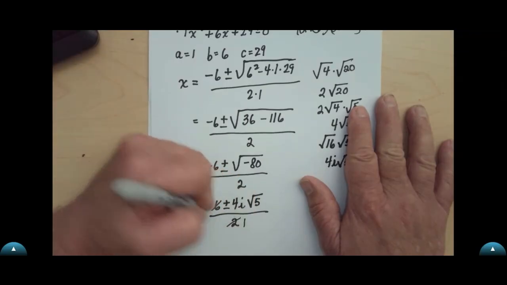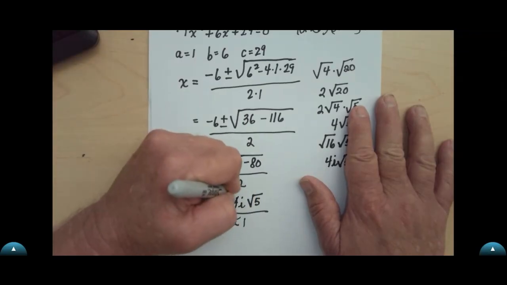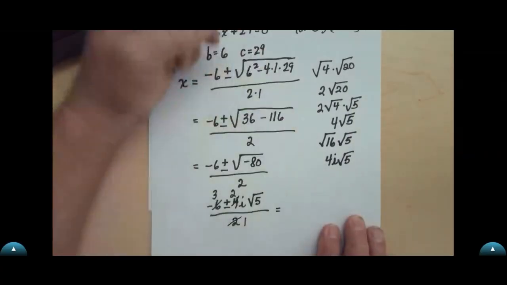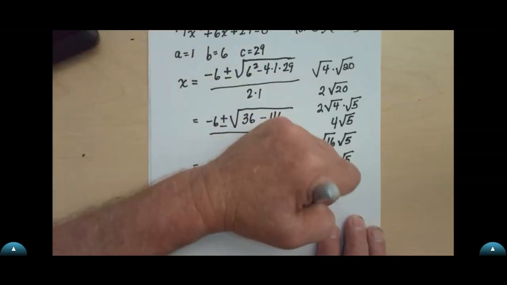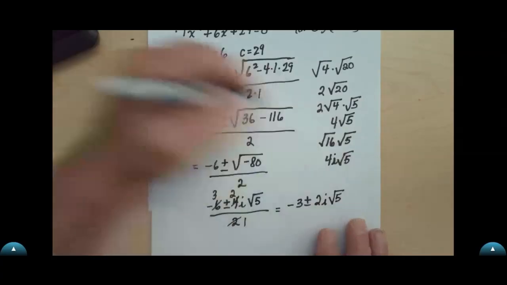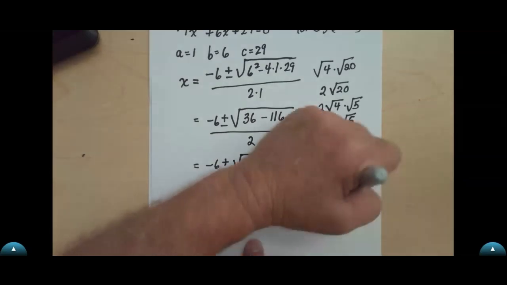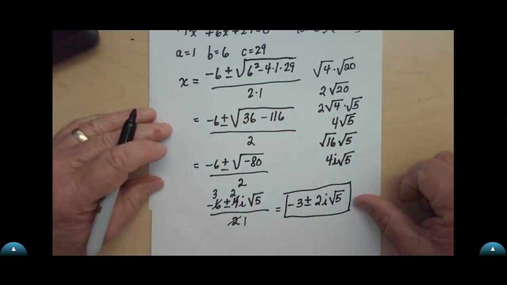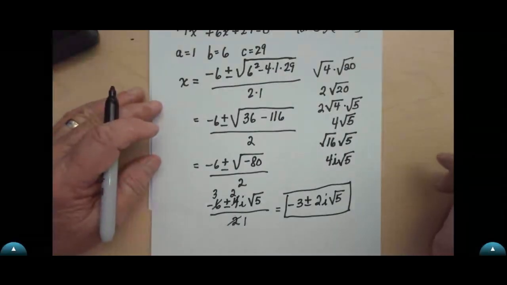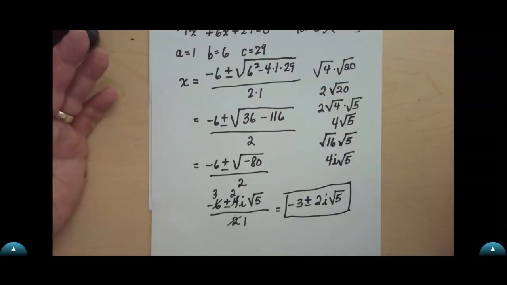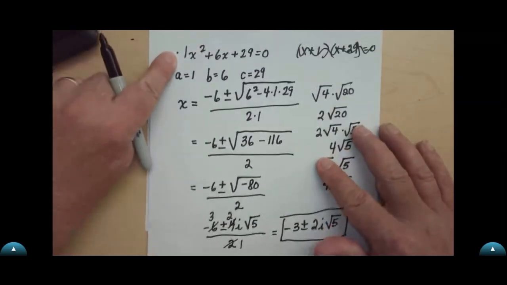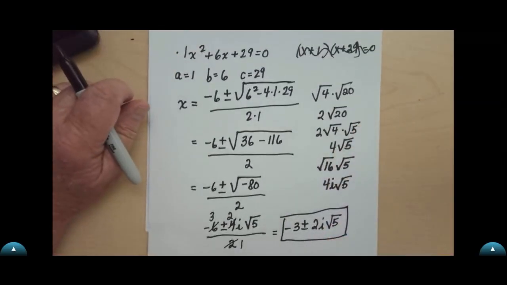2 goes into 2 one time, 2 goes into 6 3 times, 2 goes into 4 2 times. I've got negative 3 plus or minus 2i times the square root of 5. And of course, that's all over 1, so it's that. So there are two solutions there, negative 3 plus 2i times the square root of 5 and negative 3 minus 2i times the square root of 5. Both non-real numbers, but each of those would give us a solution to this original equation.